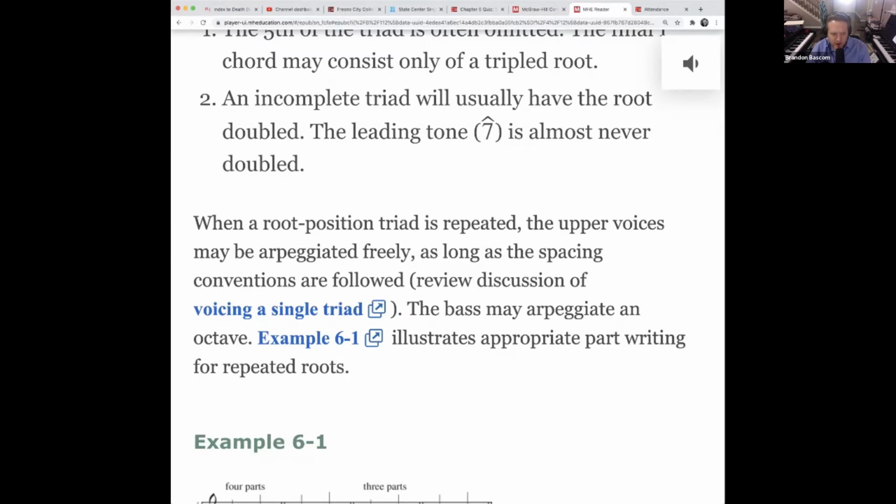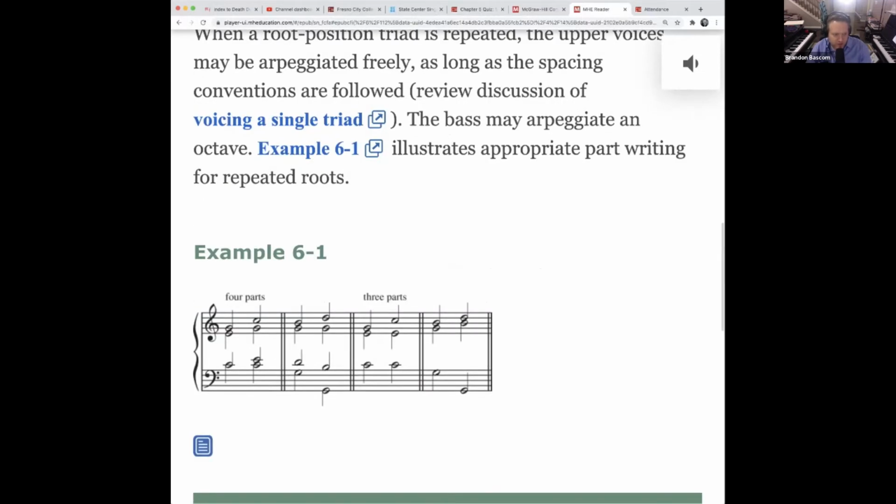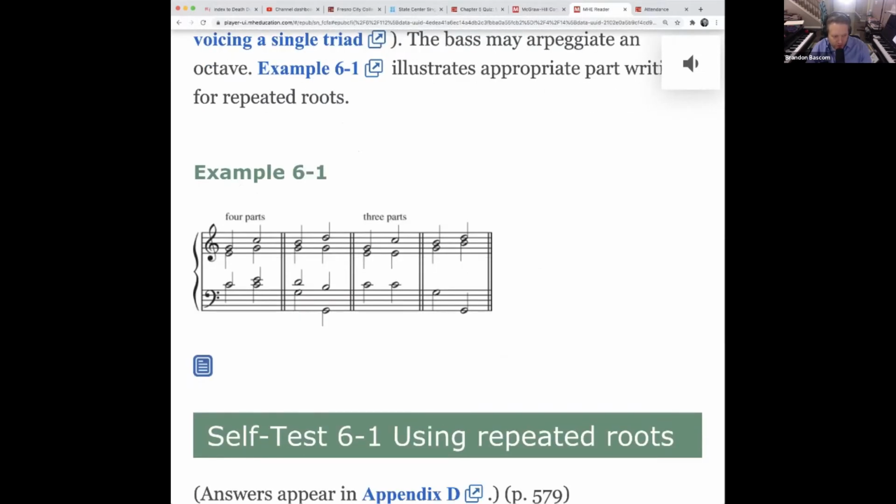When a root position triad is repeated, the upper voices may be arpeggiated freely as long as the spacing conventions are followed. The bass may arpeggiate an octave. Example 6-1 illustrates appropriate part writing for repeated roots. So we have the same chord twice in a row, and in the first 2 examples we are in 4-part writing, and in the second 2 examples we are in 3-part writing. Here we have a root, a third, and a fifth. Here we have a root, a third, a fifth, and a root. So we doubled our root here and here, which is perfectly fine. Followed all the spacing rules, everything's okay.